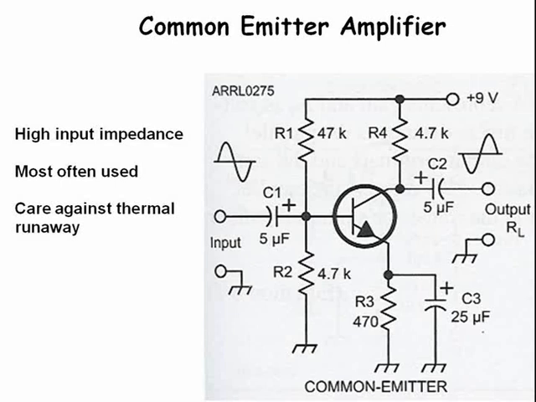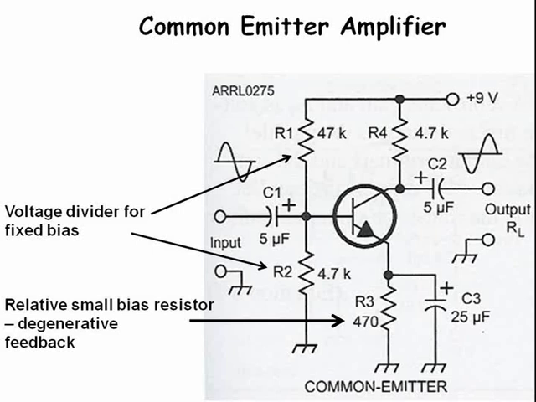It's called common emitter because the emitter lead is grounded to AC through C3. It is AC coupled through the input and the output. It is most commonly used as a microphone preamp or a headphone or speaker amplifier.